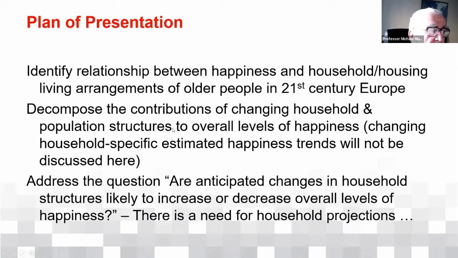I'm not going to talk about changing levels of happiness, but only of the effect of the changing household structure and population structures. So the question is, are the sort of changes we might expect in households likely to increase or decrease the overall level of happiness? And for that, of course, we need household projections to answer that question.